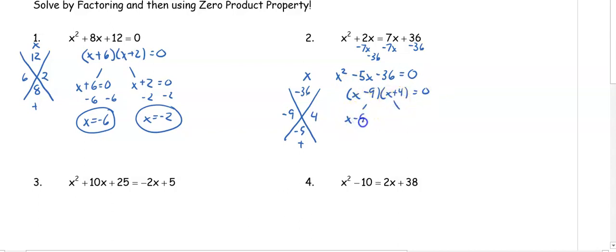Each parenthesis gets set equal to 0, so x minus 9 equals 0 and x plus 4 equals 0. In the first equation, we add 9, so x equals 9. In the second one, we subtract 4, so x equals negative 4.